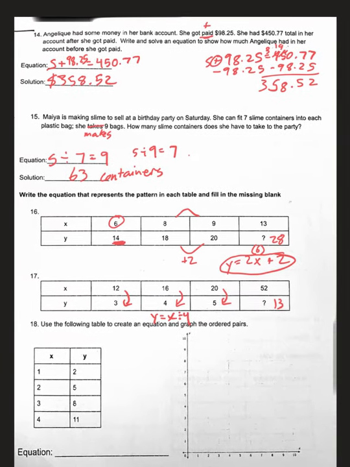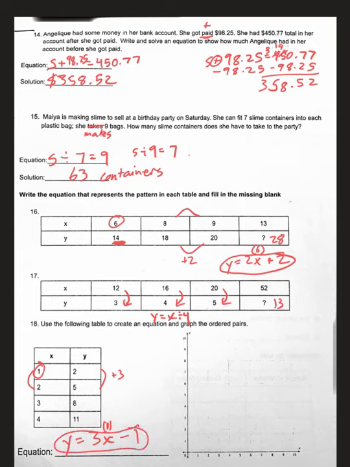Okay, number 18. We find 2 that are in order, 1 and 2. We say, what's the difference between 5 and 2, which is a plus 3. So our equation starts with y equals 3x. Then I substitute 1. My answer needs to be 2. 3 times 1 is 3. How do I get from 3 to 2? I minus 1. So there's our equation.